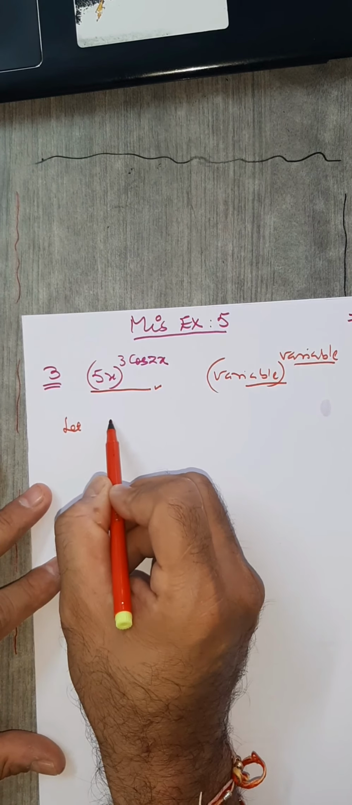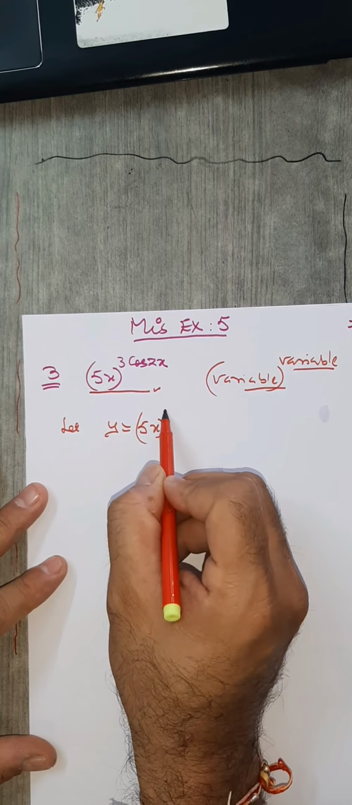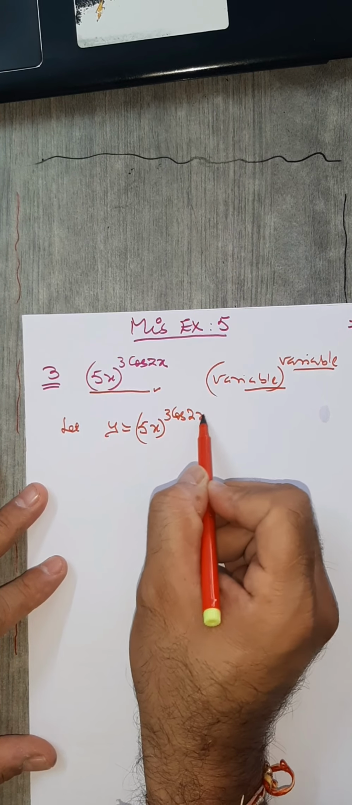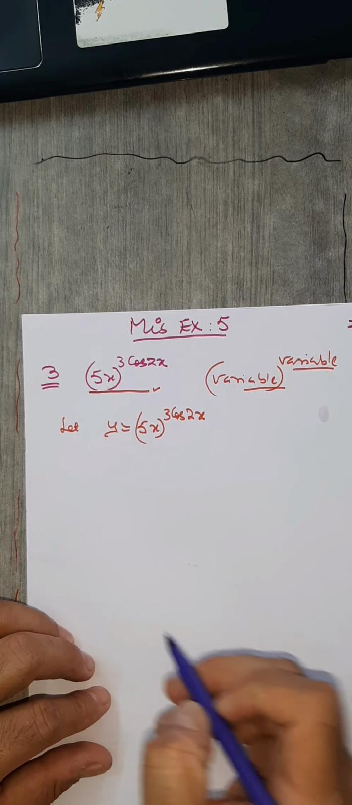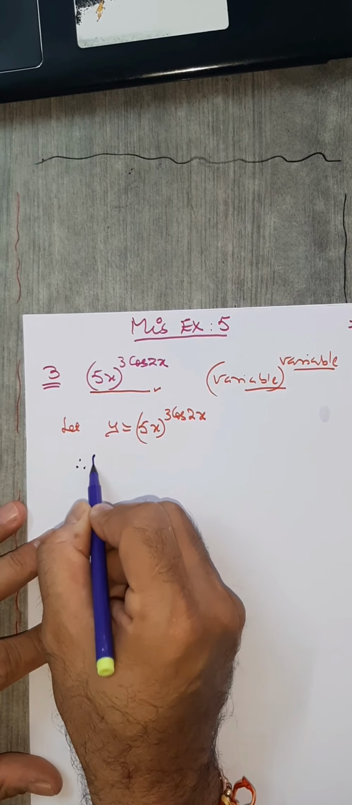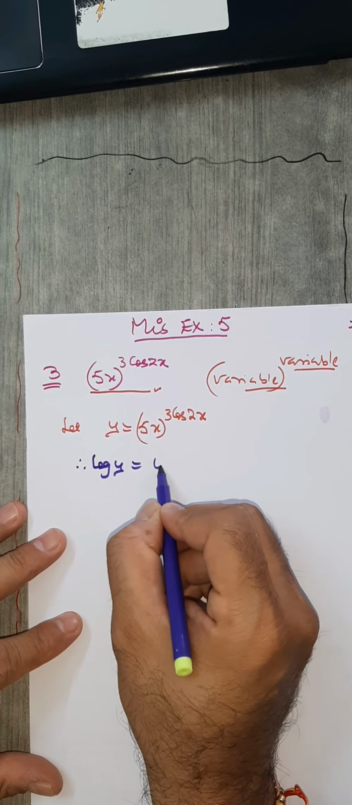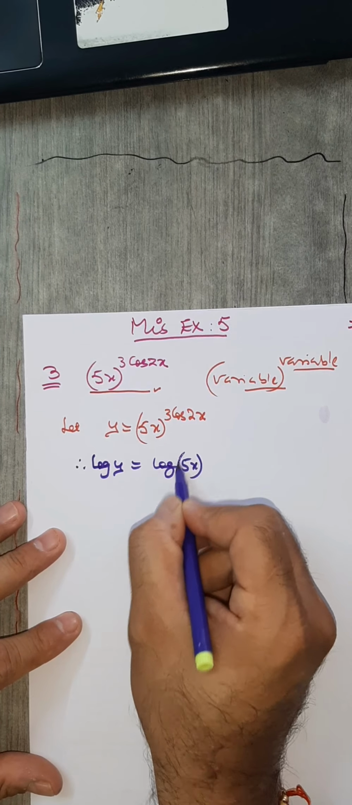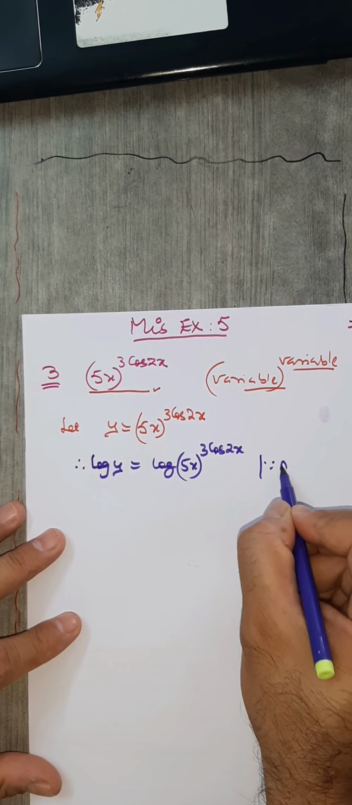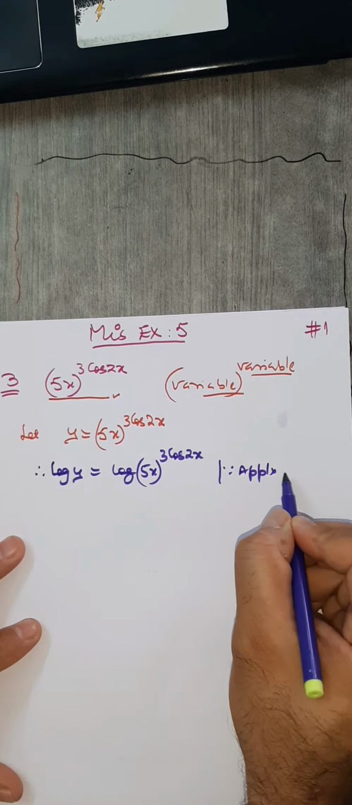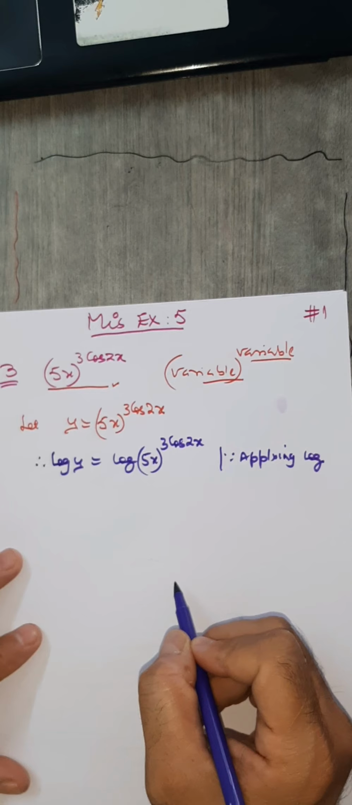So let me call this, for example, y equals (5x) the whole raised to 3 times cos 2x. Now the easiest way is you just apply log on both the sides here. So applying log, log of y equals log of (5x) the whole raised to 3 times cos 2x. This is just because of applying log function here, right?